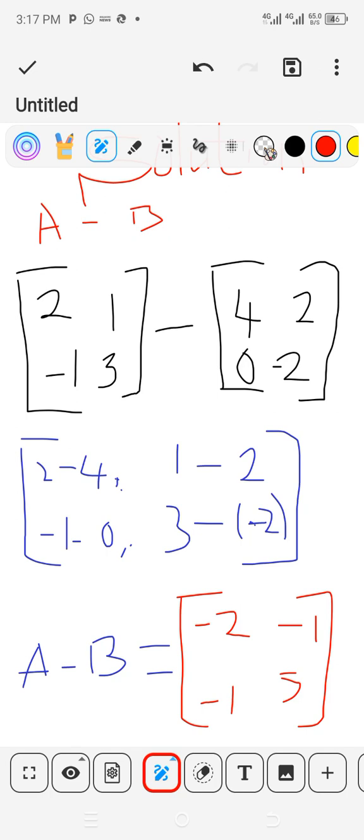Then when performing the final operations, 2 minus 4 gives us minus 2. 1 minus 2 will give us minus 1. Minus 1 minus 0 will give us minus 1. Then 3 minus minus 2, this minus will give you plus. So automatically it will be 3 plus 2, which results to 5.